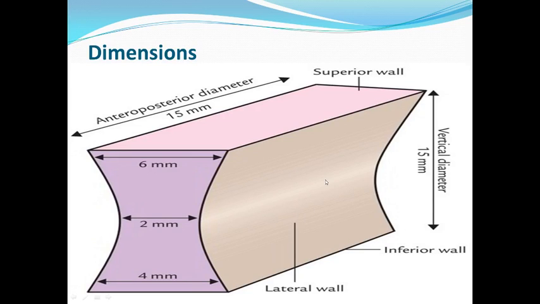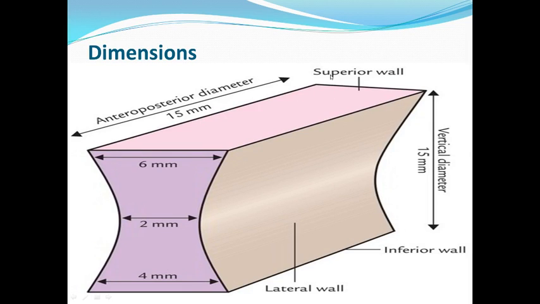Now, what are its dimensions? First of all, we will talk about the shape. As you can see in this figure, the middle ear is shaped like a cube. Talking about its lateral wall and the medial wall, you can see these walls are very large as compared to the superior wall and the inferior wall.